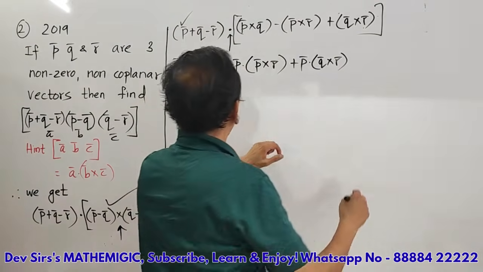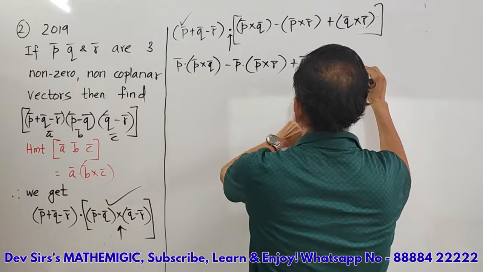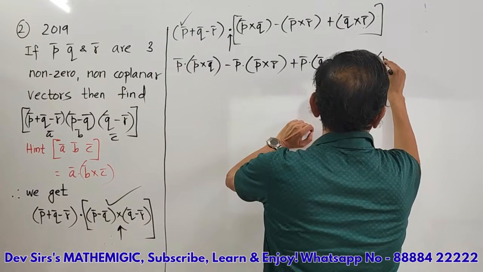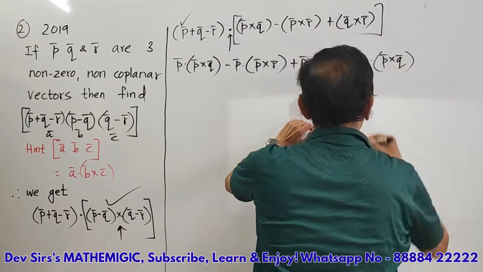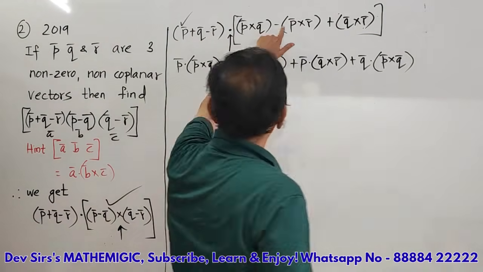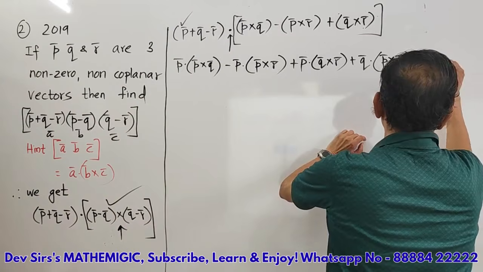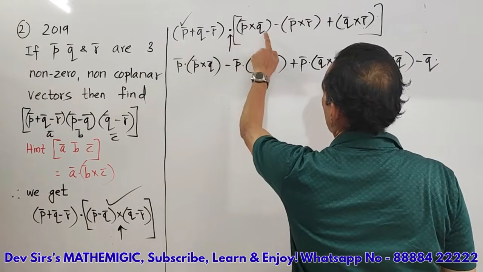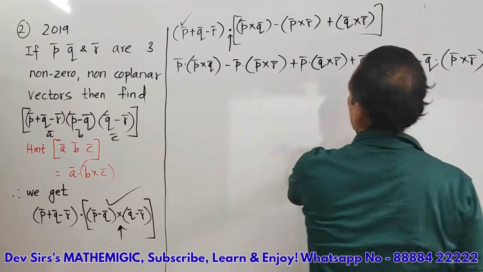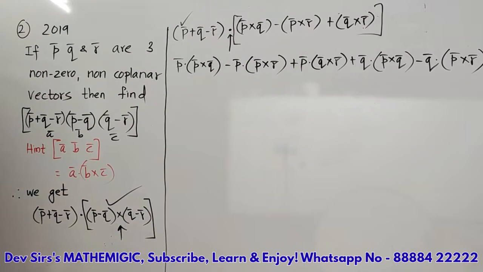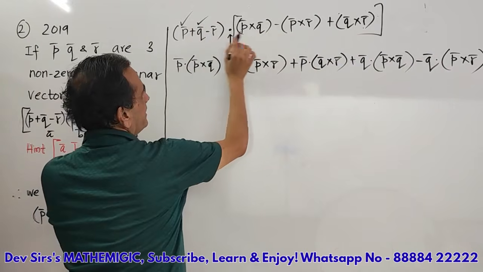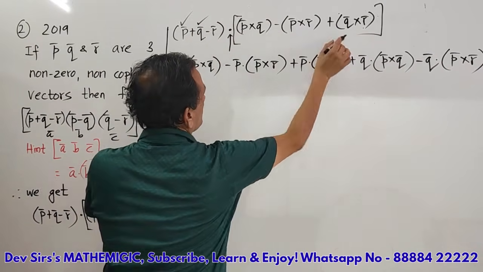Q dot, plus है, q dot p cross q. Plus into minus is minus. Q dot p cross r. Don't change the order right now. जैसा है वैसा लिखो. Plus into plus is plus. Concentrate on q. ये हो गया. Q dot q cross r.